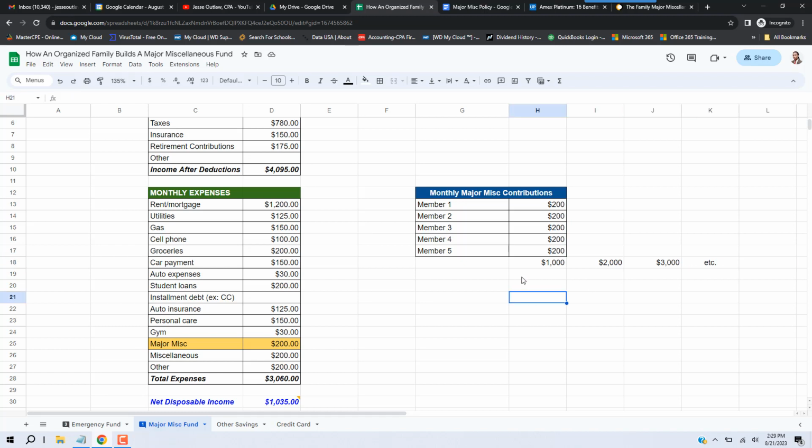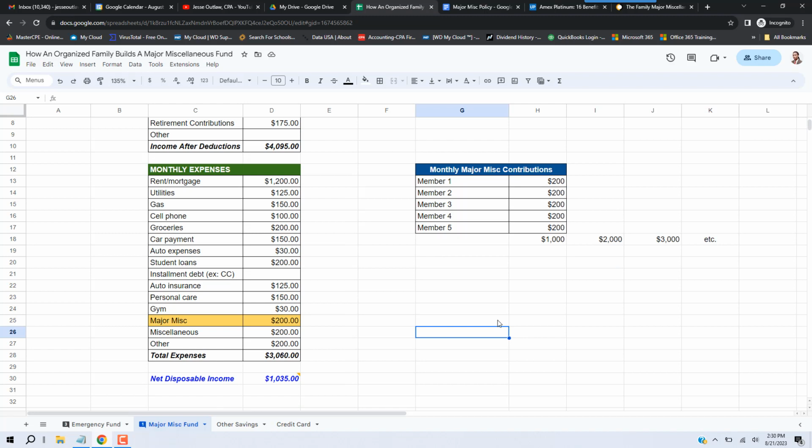So long story short, every month each family member is putting in $200. That means every month $1,000 goes into that major miscellaneous fund. If no one makes a request, makes a pool, uses any of the money, then that money continues to accumulate until someone does. $1,000 in the first month, $2,000 in the second month, $3,000 in the third month, so on and so forth. So this is how that money is built up. The major miscellaneous fund is built up by monthly contributions from the family members. Okay. Now, what happens if a person needs to make a pool?